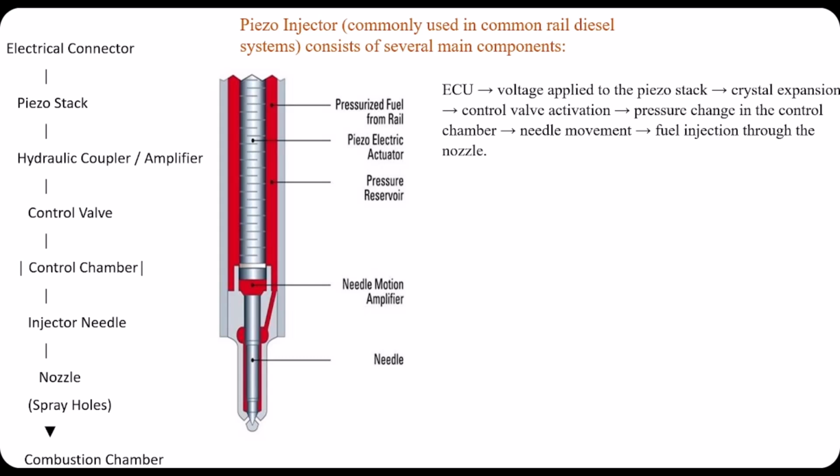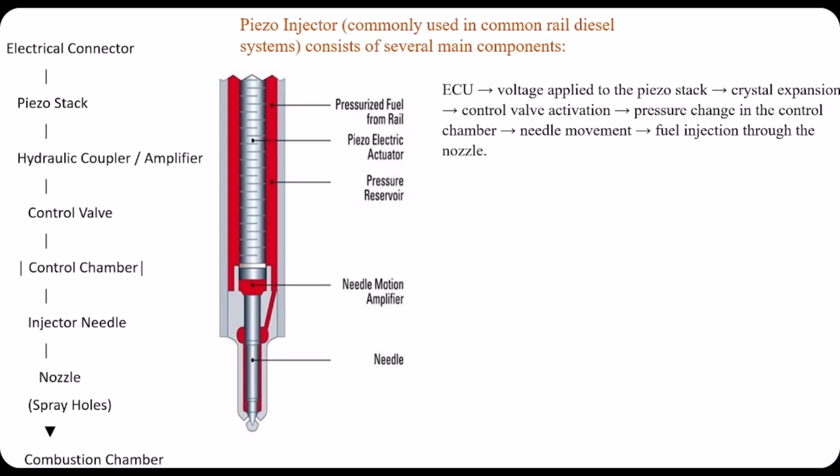And needle valve or injector needle, the component that opens and closes the nozzle outlet. When it lifts, high pressure fuel is injected into the cylinder. And we have nozzle, control chamber, return spring. And what about the return spring? After the voltage is removed, it returns the needle to the closed position.